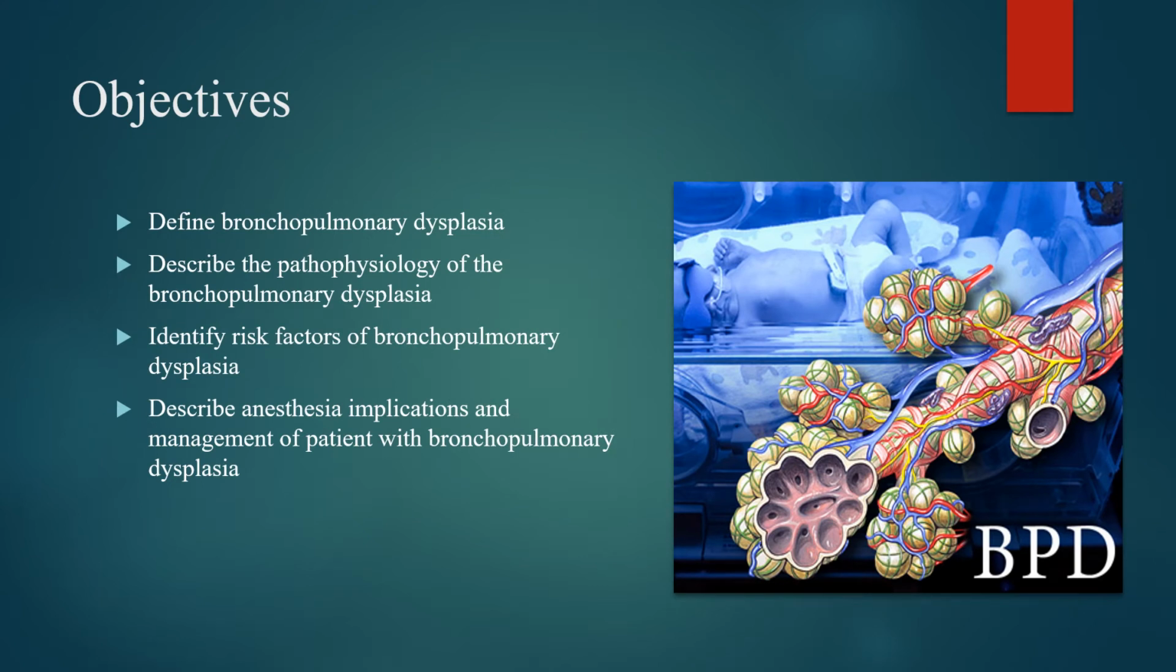Here is a list of our objectives for this presentation. By the end of this presentation, you should be able to define bronchopulmonary dysplasia, describe the pathophysiology of this disease, identify the risk factors, review the signs and symptoms associated with this disease, and also describe the anesthesia implications and management of a patient with bronchopulmonary dysplasia.